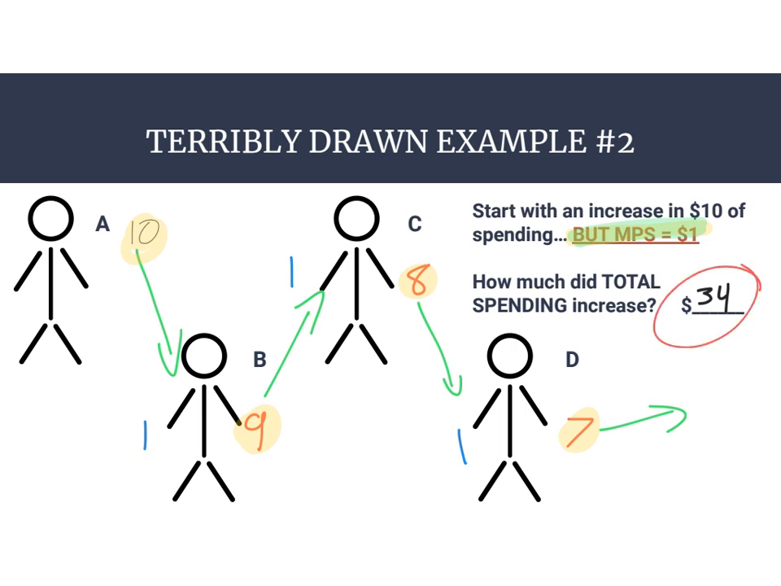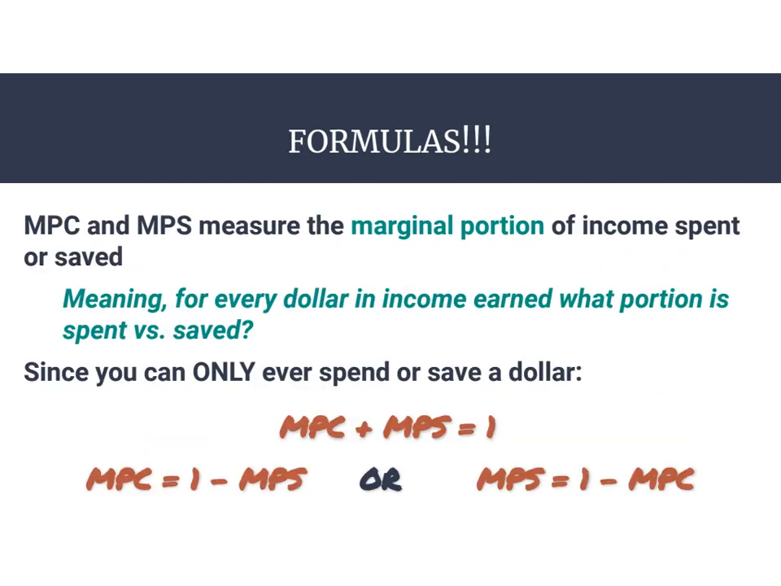So the higher the marginal propensity to save, the lesser the impact, and the lower the marginal propensity to save, the greater the impact. Okay, so we can take these concepts and put them into formulas. When we measure MPC and MPS, we are using them to measure the marginal portion of income that's spent or saved.